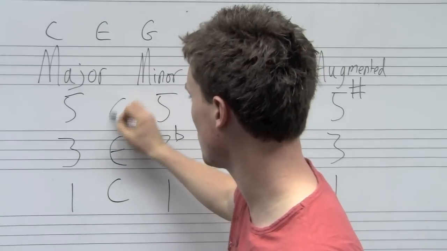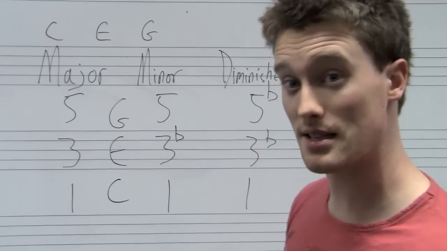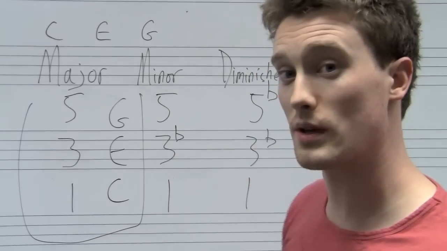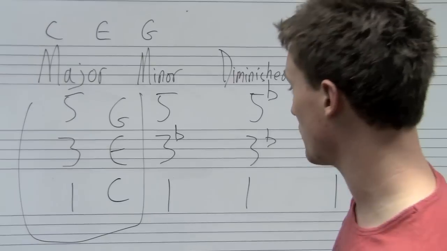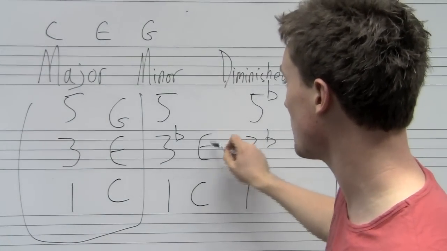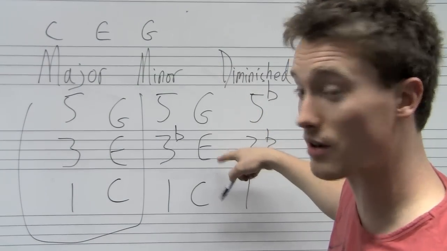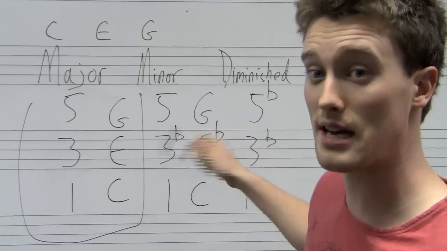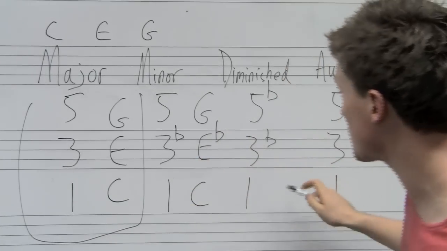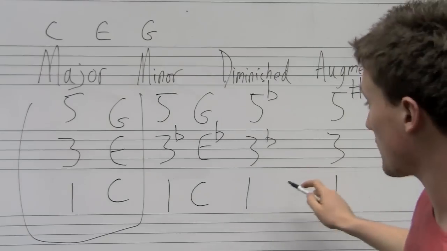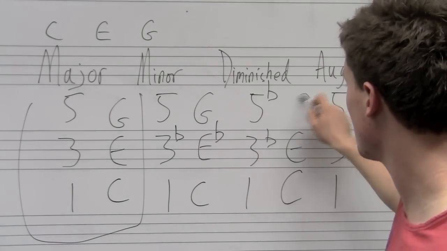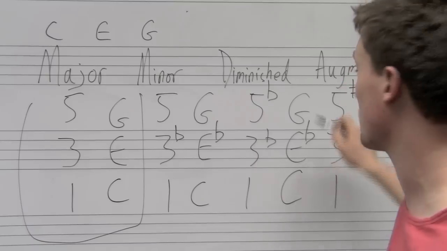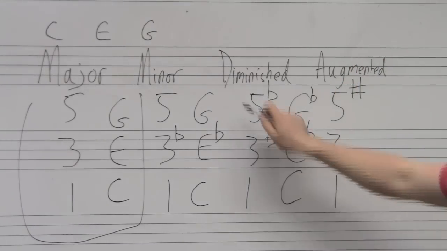C, E, G. Done. So that's C major. Okay? Now if we were doing C minor, we'd flatten the 3rd. So it would be C, E, G, but you'd flatten the 3rd. C, E flat, and G. So E would go down a fret or down a semitone to E flat. Next, we have the diminished, okay? So we draw it up again, C, E, G. We flatten the third, and we flatten the fifth degree. Okay? So that there is the diminished.